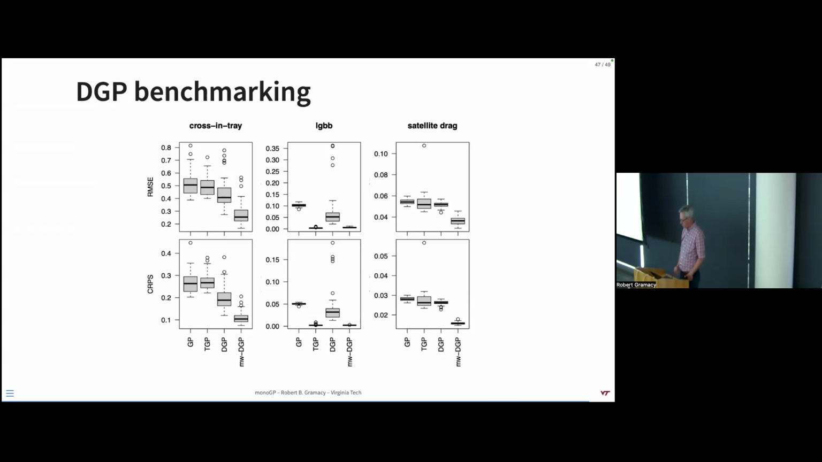This last one here is a data set that I've been working on recently. It's an 8-dimensional problem involving predicting the drag of a satellite in low Earth orbit. And again, the monotone version of this deep Gaussian process is better than a treed one, and also better than an ordinary Gaussian process.